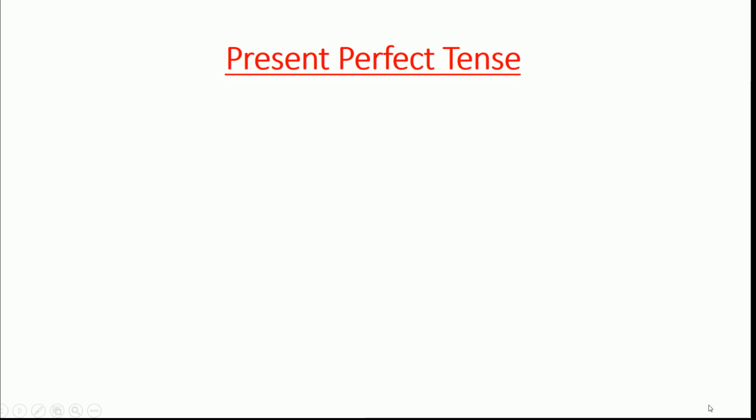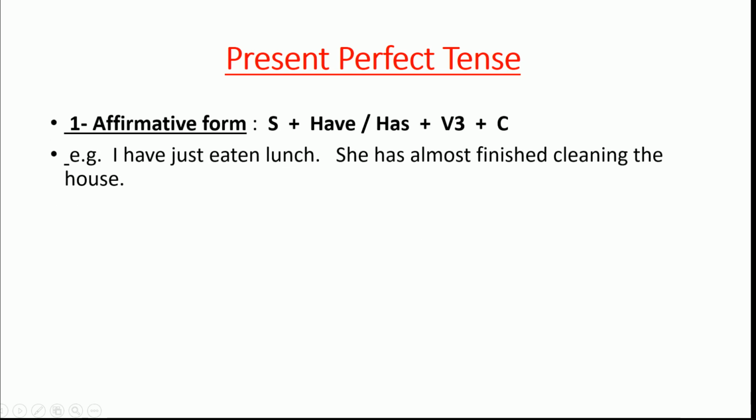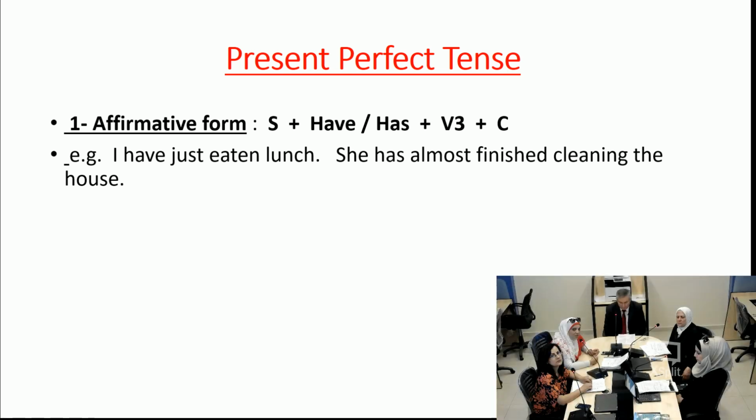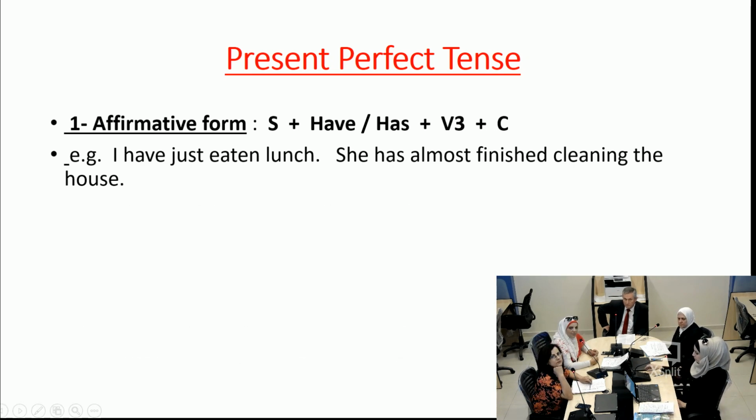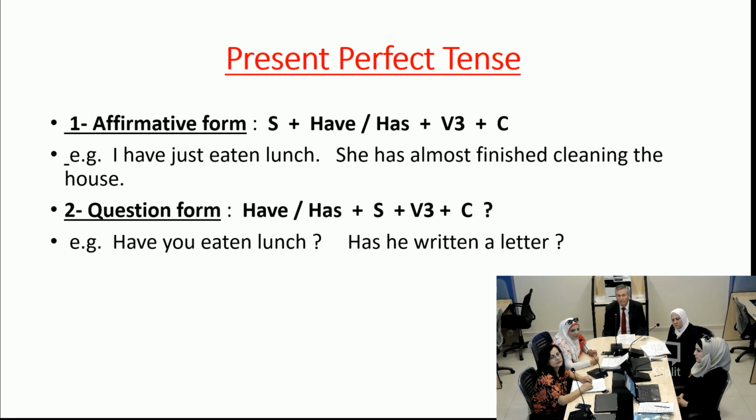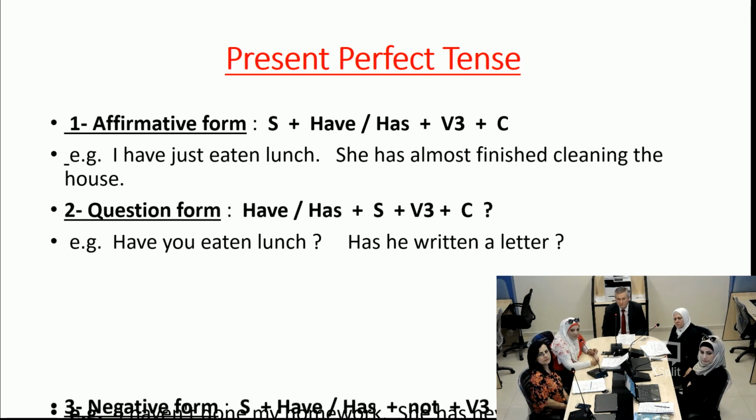Present perfect. Now, affirmative form: subject, have or has, verb 3, and complement. I have just eaten lunch. She has now almost finished cleaning the house. So, with he, she, it, we use has and verb 3; with the other pronouns, we use have. Now, question form: have or has at the beginning, then subject, then verb 3, then complement. Example, have you eaten lunch? Or has he written a letter?